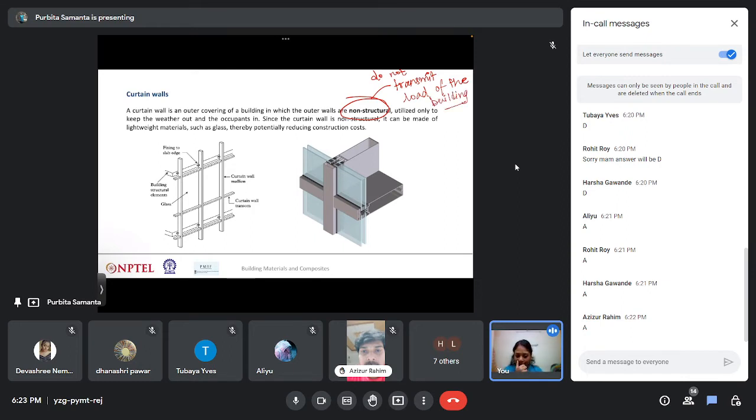Okay, that is what non-structural is all about. So what happens? These curtain walls, if you look into this particular image of this particular section, you see that a particular framing is done, and since, as I said, it's a non-structural thing, it's just fixed with the main structural element of that particular building.